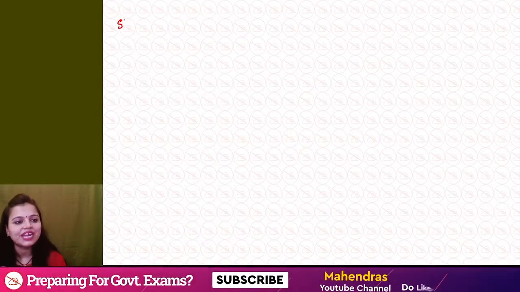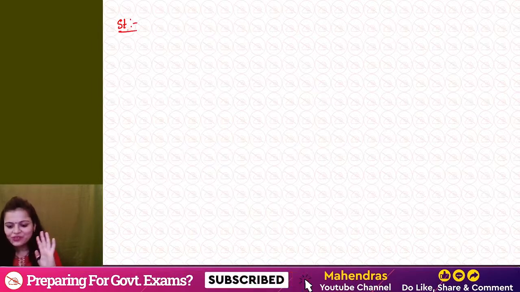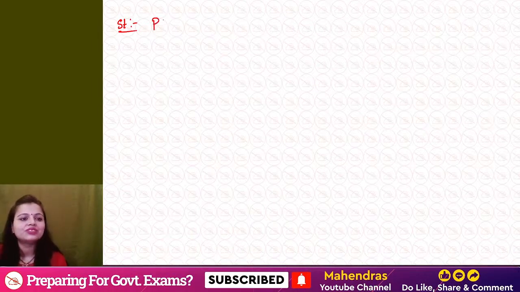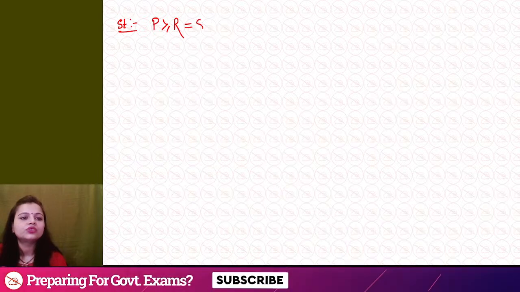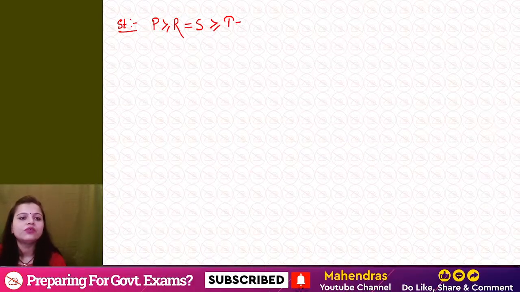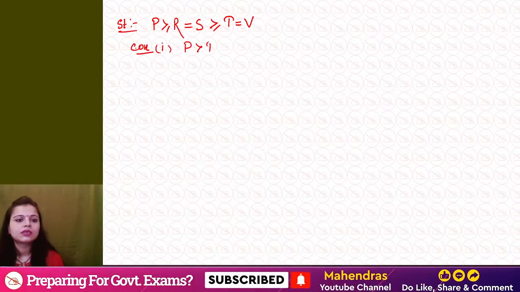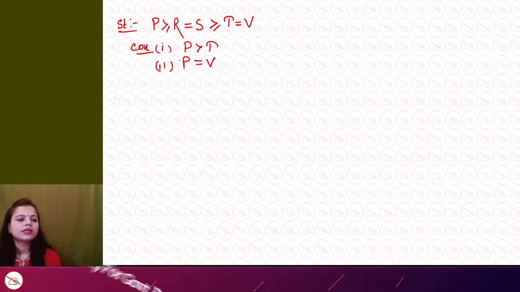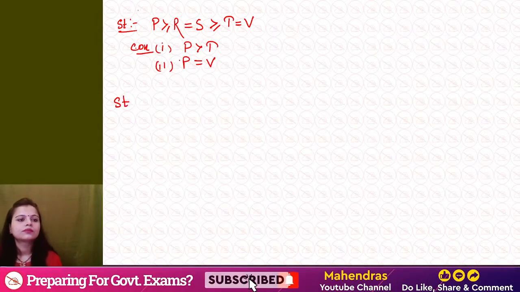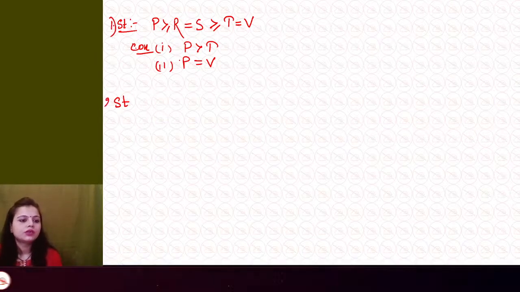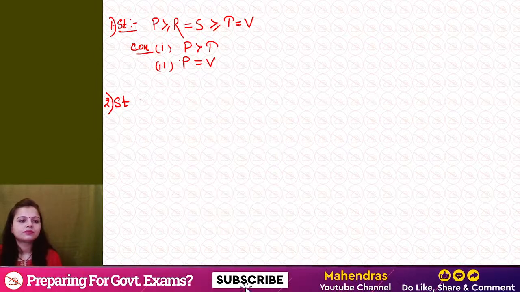So I'm writing the questions. Just give your answer. The statement is P is greater or equal to R equals to S greater or equal to T equals to V. And the conclusion is, these are the two questions. Next question. This is the first question. Next, second question.